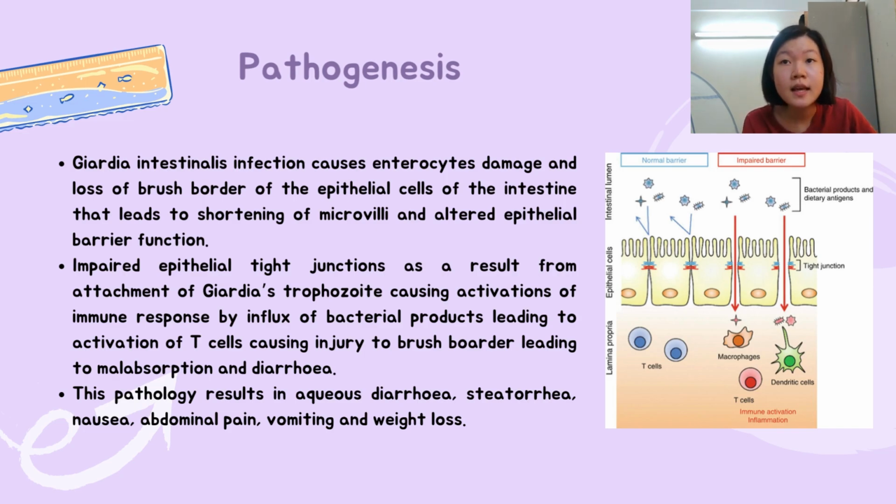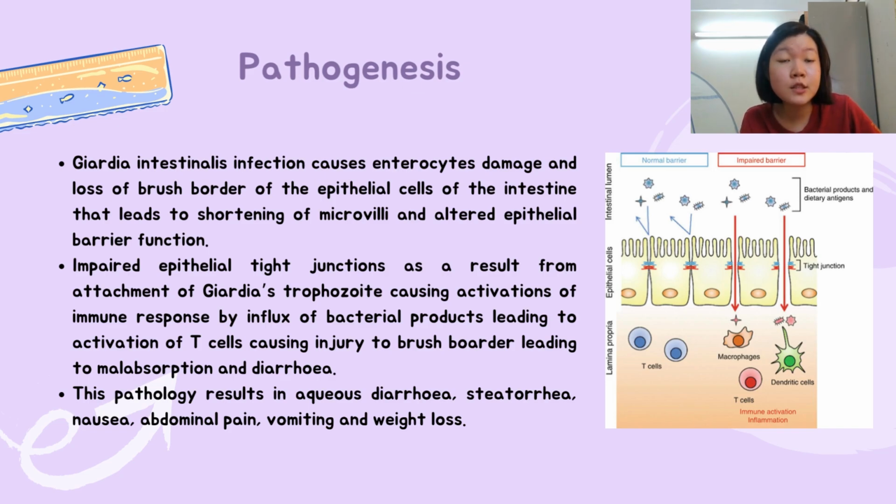Next is the pathogenesis of giardiasis. This Giardia intestinalis infection will cause enterocyte damage and the loss of the brush border of the epithelial cells. This will lead to the shortening of the microvilli and also impair the epithelial barrier functions. And this is all the result of the attachment of the Giardia trophozoites, which is the form of Giardia intestinalis in the feeding stage.